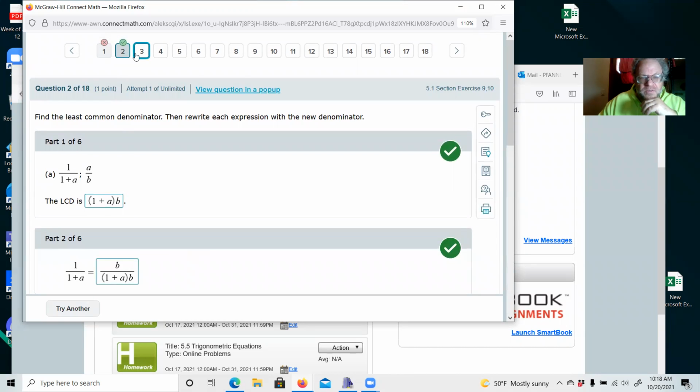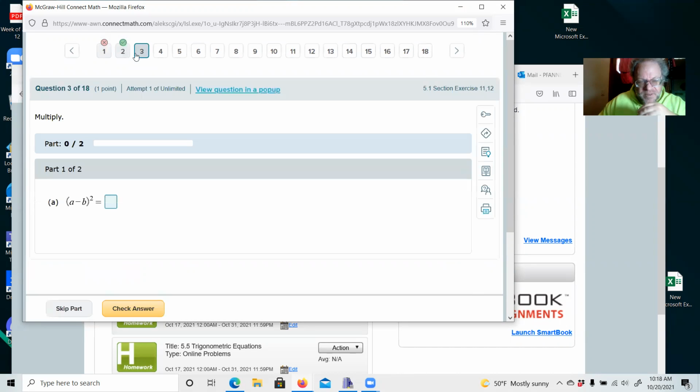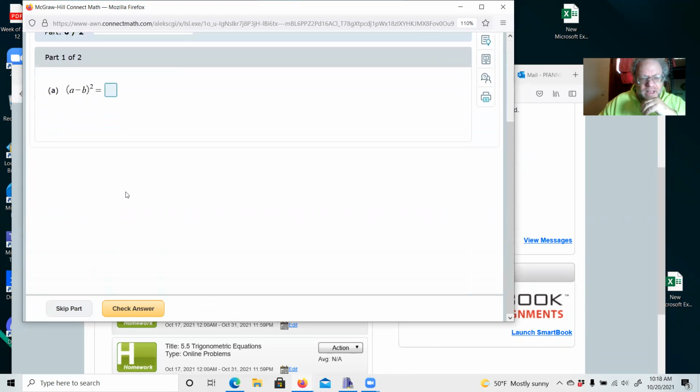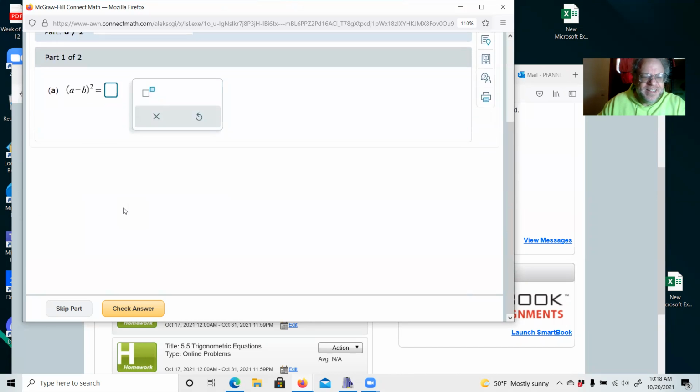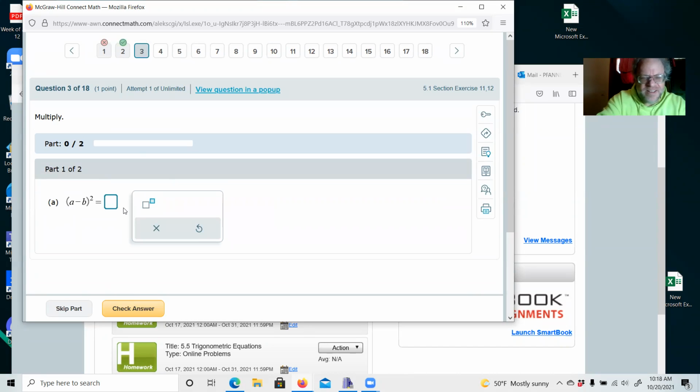So I know it's a little frustrating, but this is what they have us do. Okay. I'm going to go ahead and skip forward a little bit. I think you guys are going to be okay with multiply. Let's see, parentheses. Oh, they don't like the parentheses. What am I supposed to multiply here?